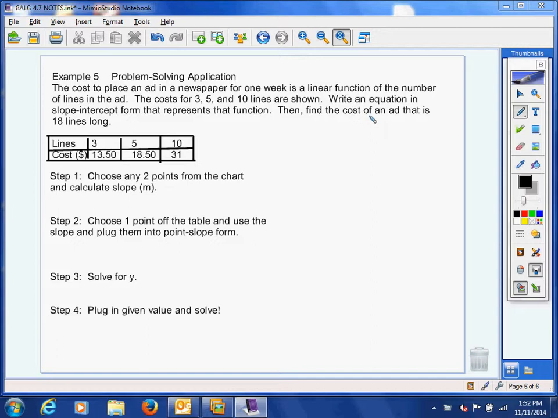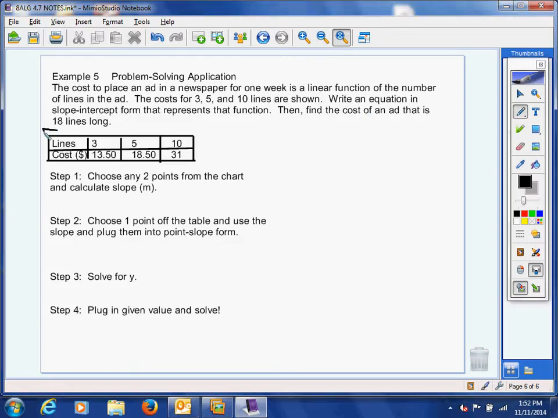Now, let me read the situation to you. The cost to place an ad in a newspaper for 1 week is a linear function. So right away we know it's a straight line. So we're going to use one of the three forms to find our equation. So we know that for sure. So it's a linear function of the number of lines in the ad. The costs for 3, 5, and 10 lines are shown.